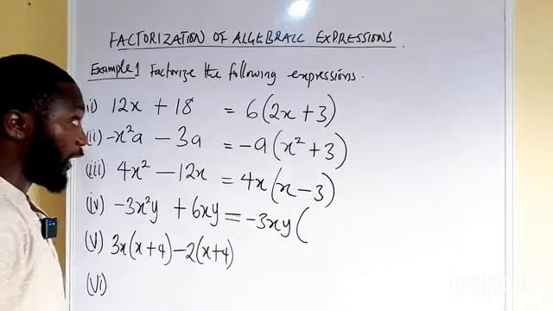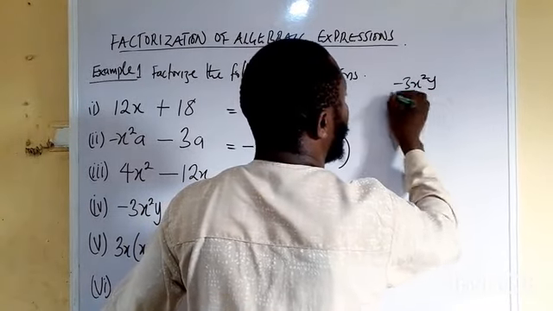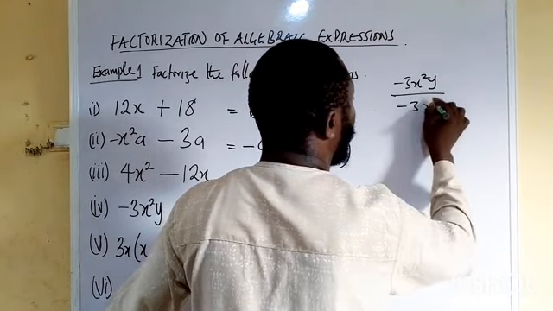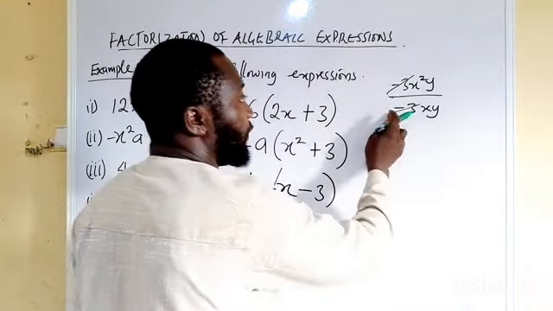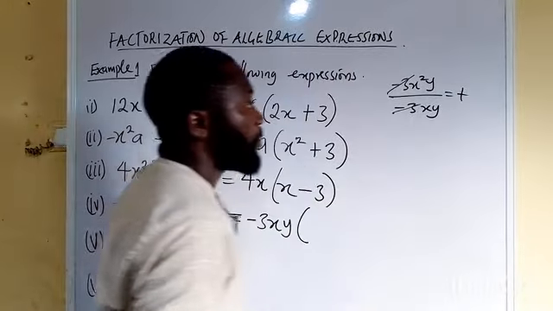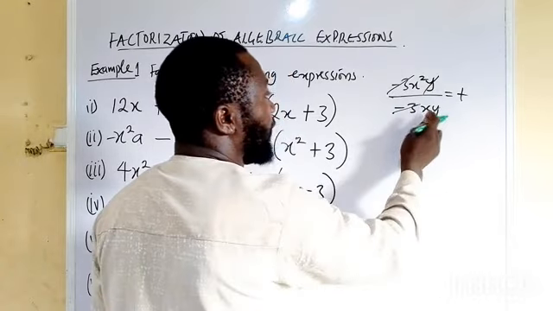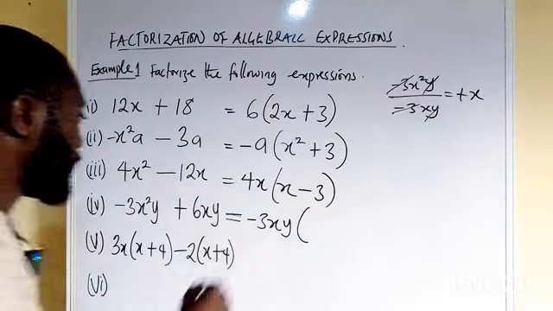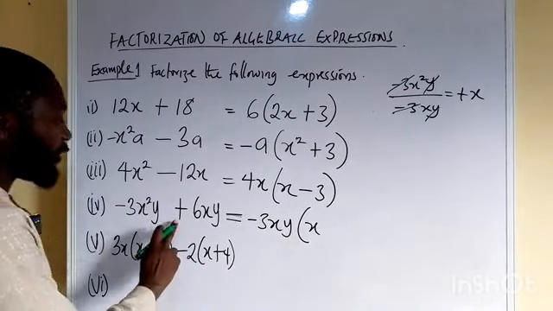So now let's do that. We have -3x²y divided by -3xy. So -3 is gone. Negative divided by negative is positive. So y is gone. x² divided by x is just x. It means what is left is now x. So we have x. Here we have a positive sign.